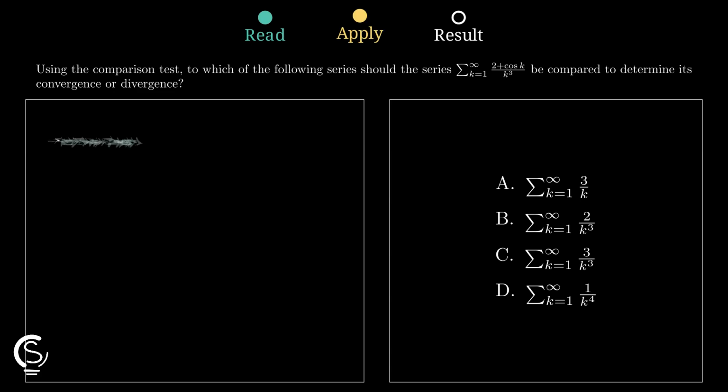Next, we divide that entire inequality by k cubed to match our original series. This shows our terms are always smaller than 3 over k cubed, which is a perfect comparison series.